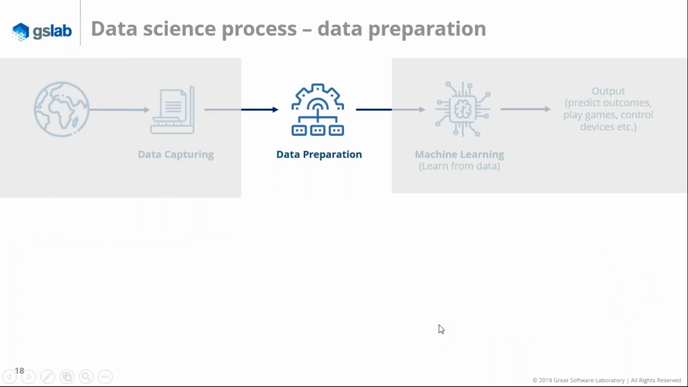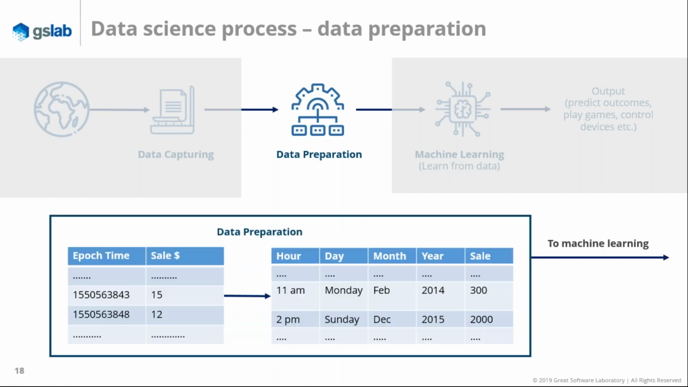The next step after data capturing is the data preparation step. So once you have captured the data, before passing it to machine learning, it may be useful to prepare the data in ways so that the machine learning step is more effective. Let's again look at an example to understand this. The bottom half here shows the details of the data preparation step. What it is basically doing is it is converting the original data to a different form.